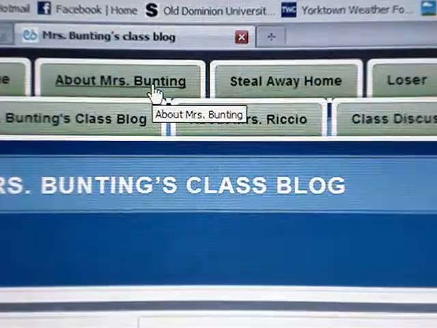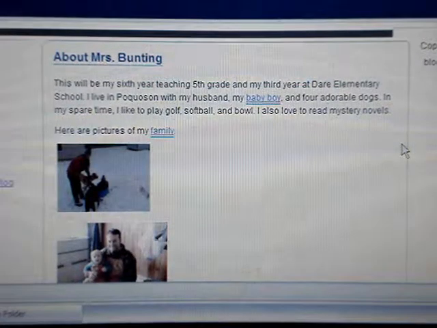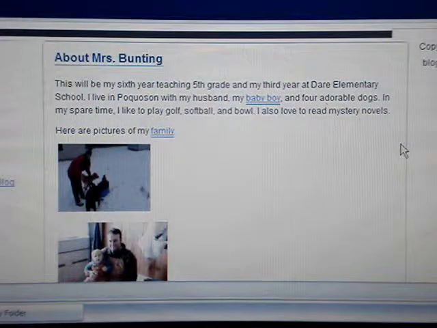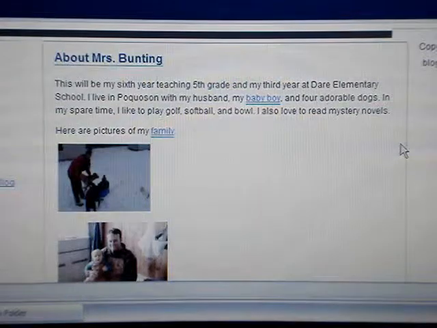About Mrs. Bunting. This is just a quick description of her family, and her career. She has included pictures of her family, dogs, and students who have commented on her.